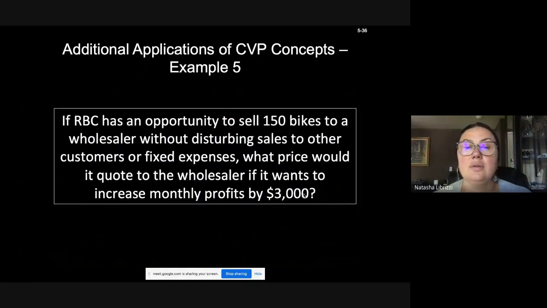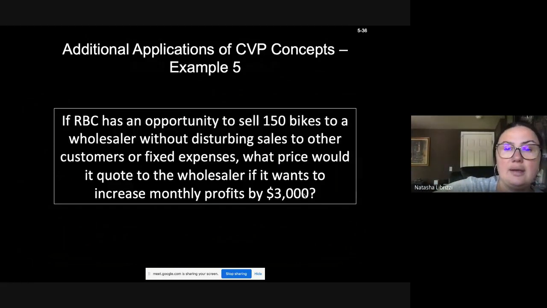We're going to take this to example 5 and look further. To sell 150 bikes to a wholesaler without disturbing sales to the other customers or fixed expenses, what is the price to quote the wholesaler if they want to increase monthly profit by $3,000? So now we are looking at profit planning. We're starting to go into that category.